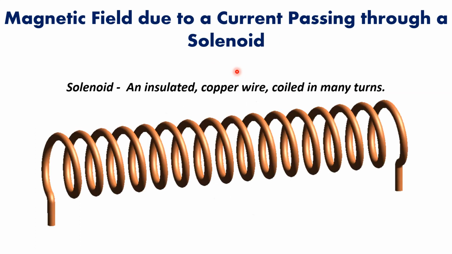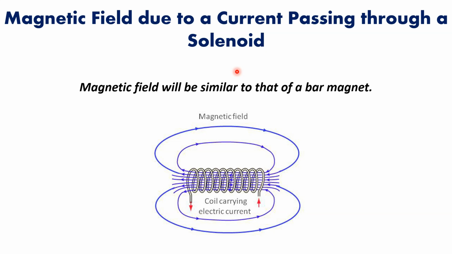And a solenoid is an insulated copper wire that's coiled in many turns. The most common example of this can be seen in traditional water heaters. The magnetic field that's produced by this solenoid carrying current would be similar to a bar magnet, so north to south, except in the middle where it's south to north. And that's pretty much it. So at least for this textbook, you usually have three options: either a straight conductor, a circular coil, or a solenoid.